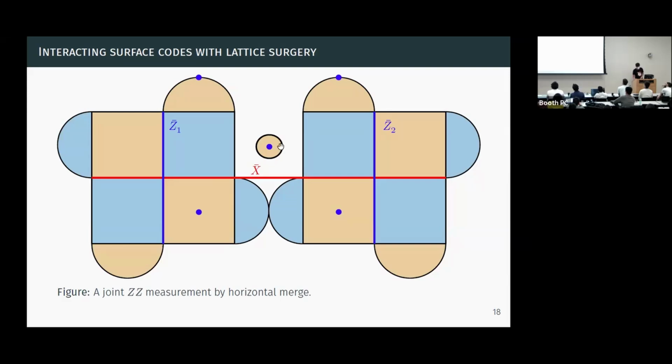Depending on the measurement result, you might get a plus or minus one, but this is correctable. So that's one way to interact two surface codes. And similarly, I'll get to you in a second. Similarly, we can do a joint XX measurement by doing a similar procedure, but in the vertical direction. Okay, so what's your question?